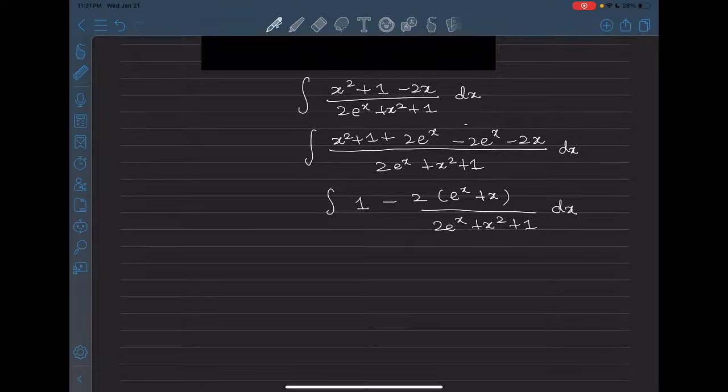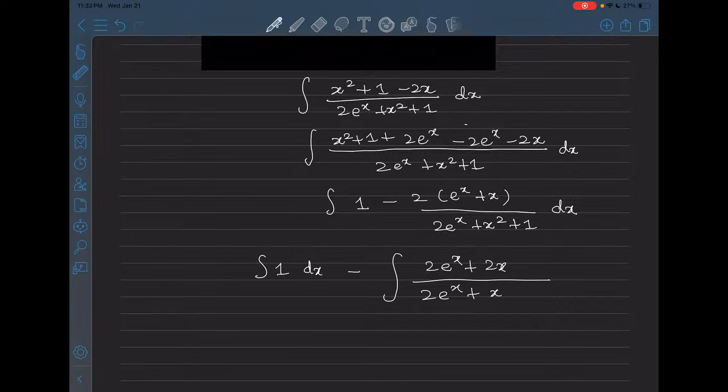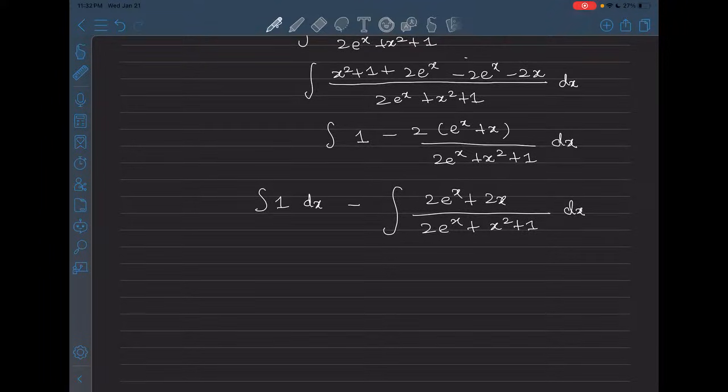Oh, this is really good, guys. Do you guys see why this is really good? Because you guys said it to me, so of course you would say it. Okay, the good thing is, now I can write this as the integral of 1 dx minus the integral of (2e to the power x plus 2x) divided by (2e to the power x plus x squared plus 1) dx. Yes, we have seen the derivative in the numerator, exactly.